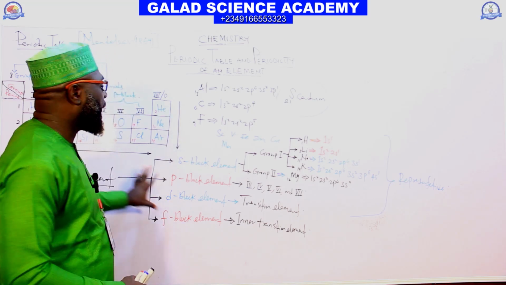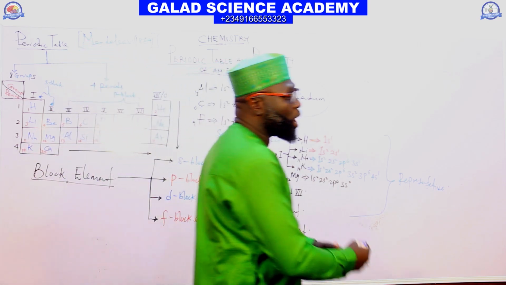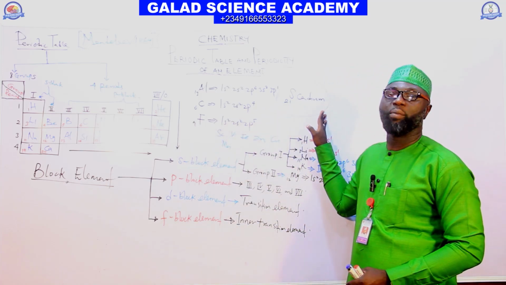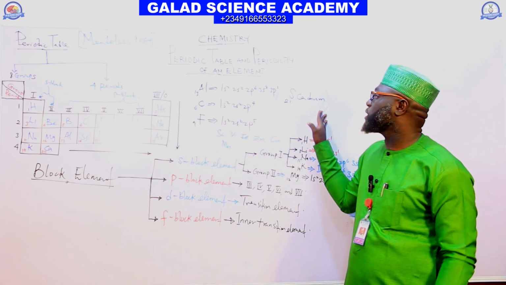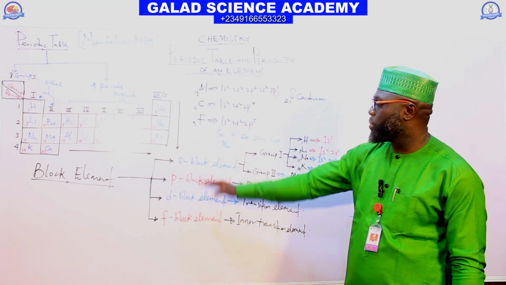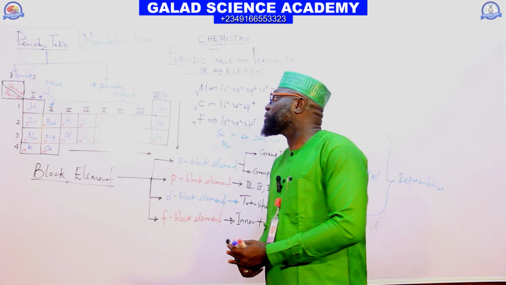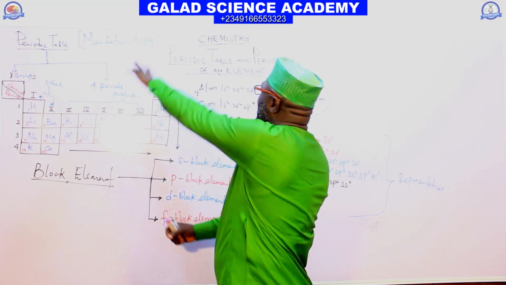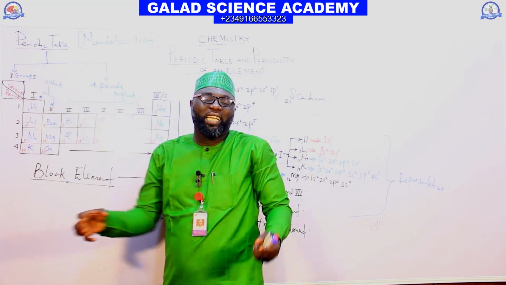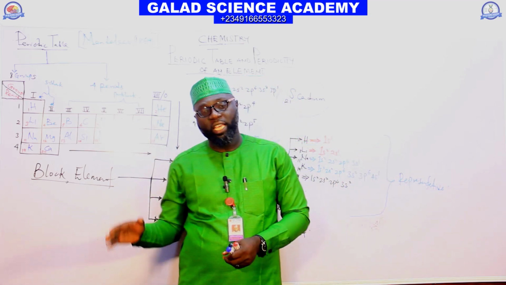So those are the block elements we have in the periodic table. To determine the block, we write out the configuration of that element, and where we see the valency electron, we determine the block the element belongs to. We are done with the periodic table. If you want to study the periodic table deeply, that is another aspect of chemistry called inorganic chemistry.